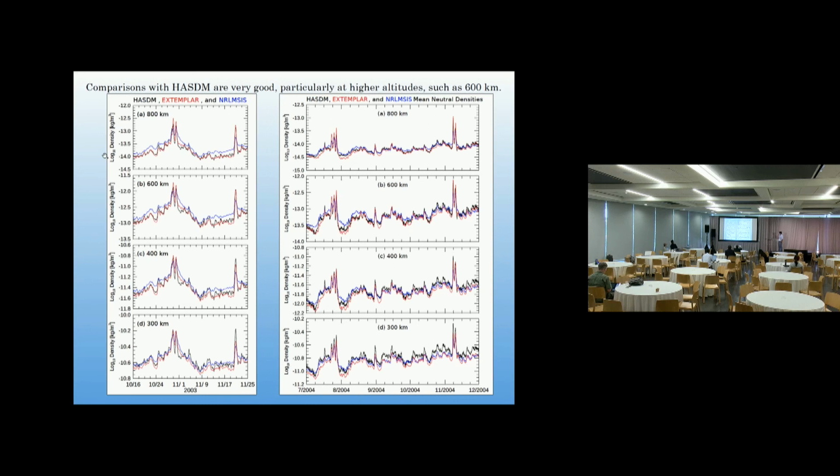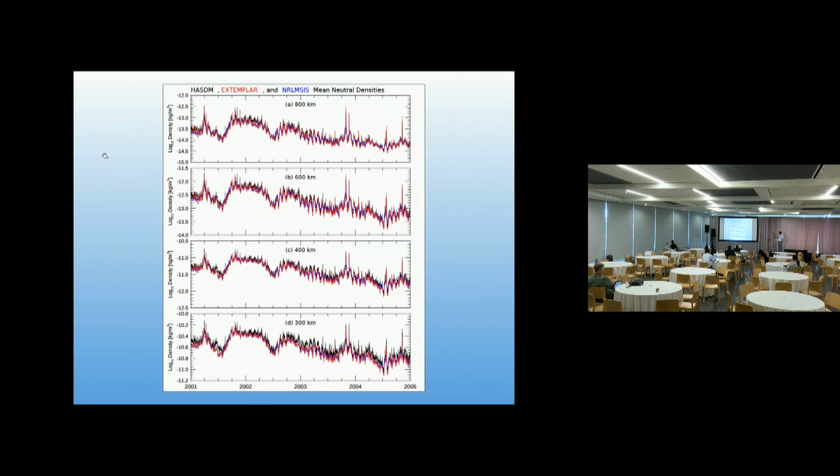So on the left, going from bottom to top, we have 300 kilometers, 400 kilometers, 600 kilometers, and 800 kilometers. In black is HASDM, in red is EXTEMPLAR, and in blue is MSIS. So we can see that HASDM and EXTEMPLAR better match each other, are closer to each other than the MSIS model.